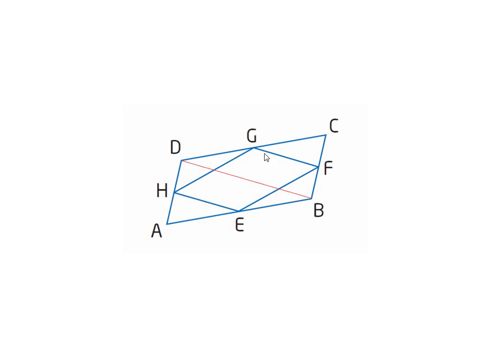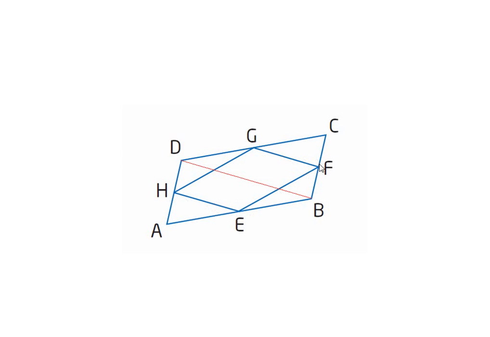Okay. How about GF? Or say FG? FG also, right? The same reason, because this is the middle segment. So it is parallel with this red line. And it is also half of this red line, right? So this one is parallel with this red. This one is also parallel with this red. So this HE is parallel with this FG, right? Okay, now they are parallel.